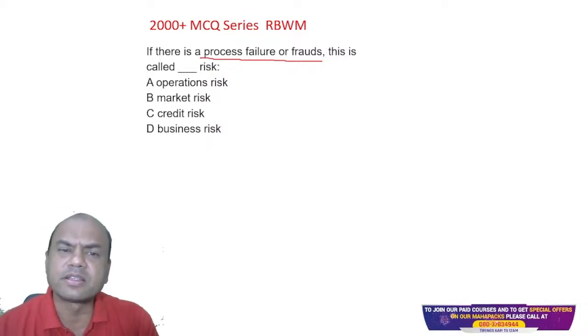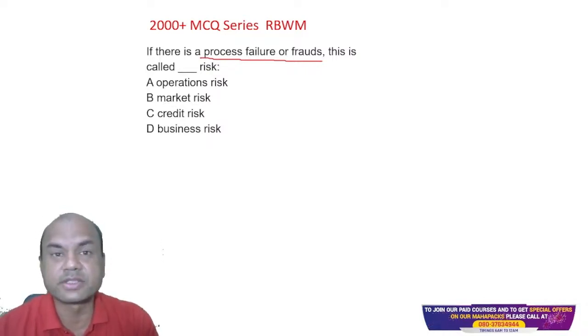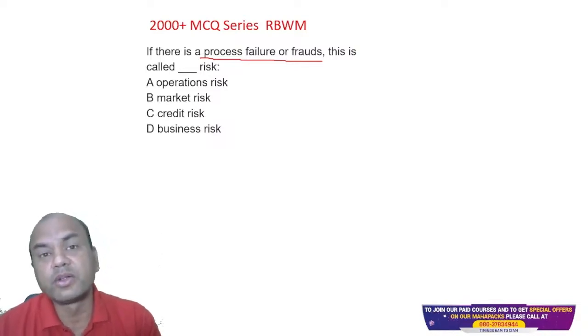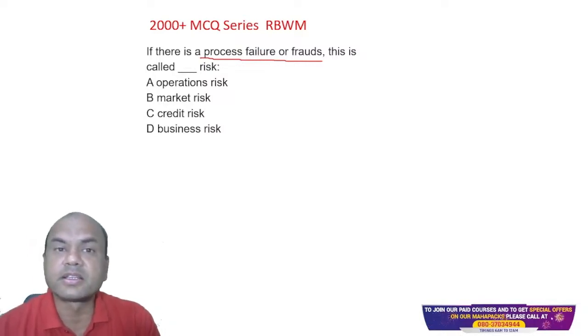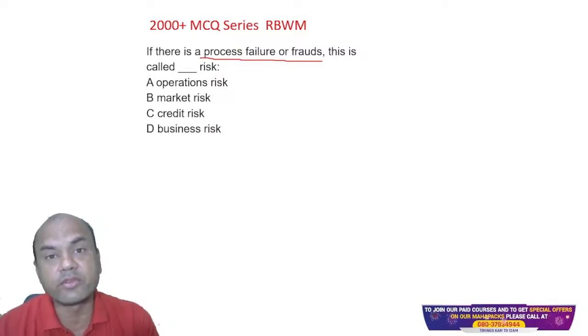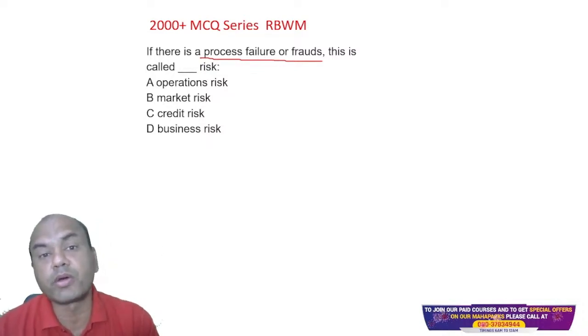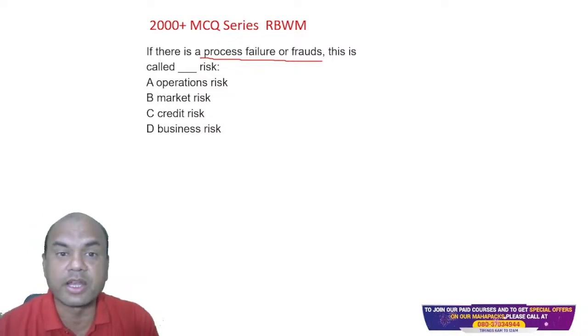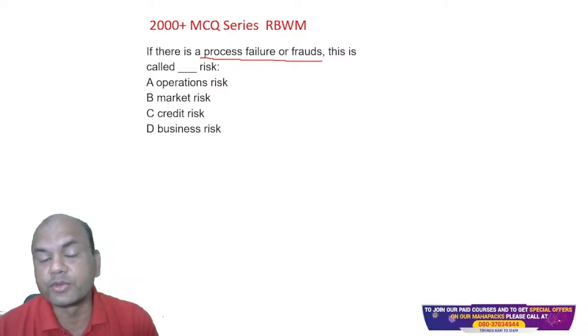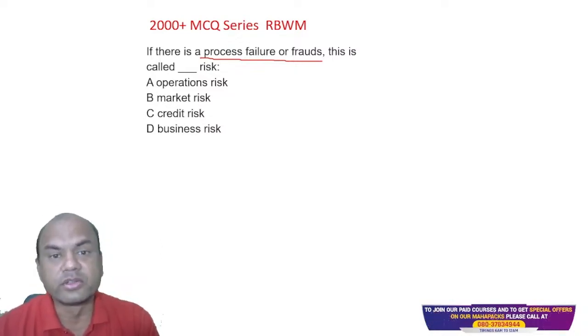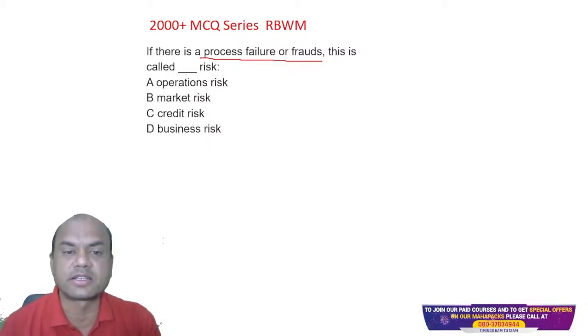Many times we see that link not there. We tell the customer link not there. We feel it is so easy. But do you know what the business risk in this is? If some transaction has been done half when the link was gone, there is a huge problem with that half transaction. It means one entry was passed, the other was pending. Huge problem. So if there is a process failure or frauds, it is called operations risk.